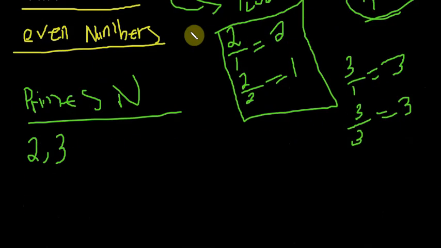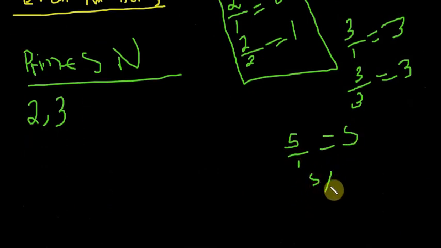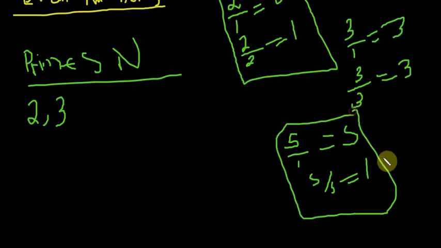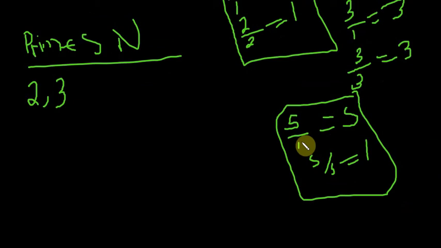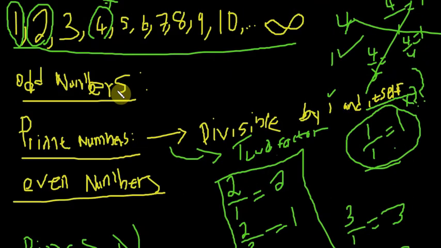Look at 5. What about 5? Yes, 5 can be divided by 1, gives us 5. 5 can be divided by 5, gives us 1. So 5, yes, is a prime number. Can 5 be divided by 2? No. It will leave a remainder. Is 5 divisible by 3? No, it will leave a remainder. Is 5 divisible by 4? No, there is a remainder. So 5 is a prime number.